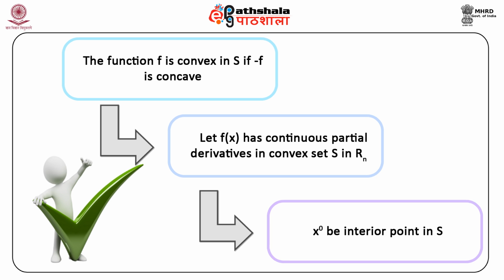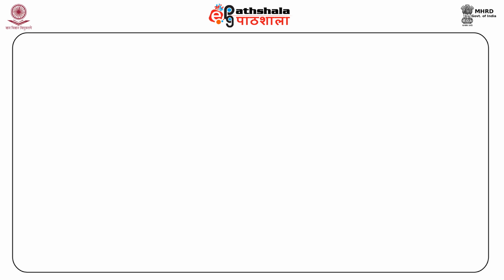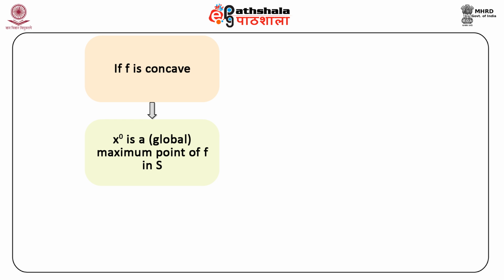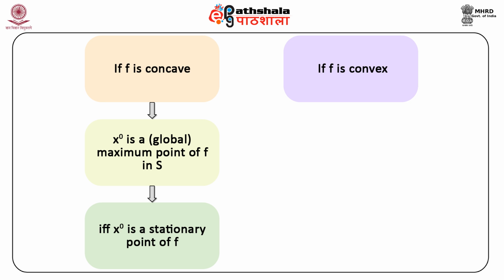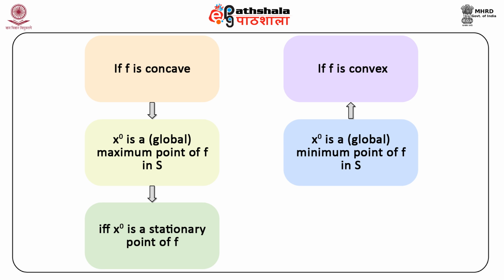And let x0 be an interior point in S. Now, if f is concave, then x0 is a global maximum point of f in S if and only if x0 is a stationary point of f. If f is convex, then x0 is a global minimum point of f in S if and only if x0 is a stationary point of f.